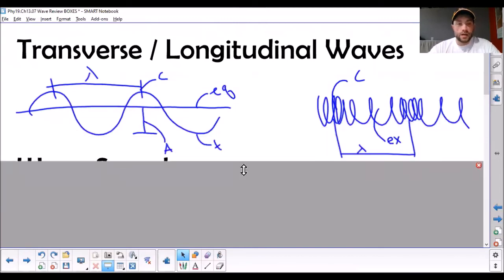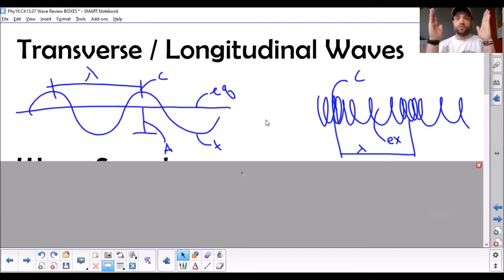All right, here's a rough drawing of the 2 of them. The one on the left is the transverse wave. And remember, the wavelength is from crest to crest or trough to trough. The top of the wave is called the crest. The bottom of the wave is called the trough. And the distance from the equilibrium to the top or the bottom is the amplitude. The line down the middle is the equilibrium.